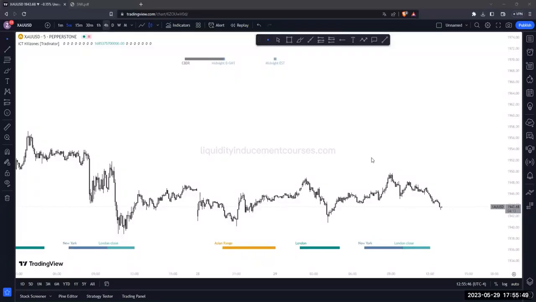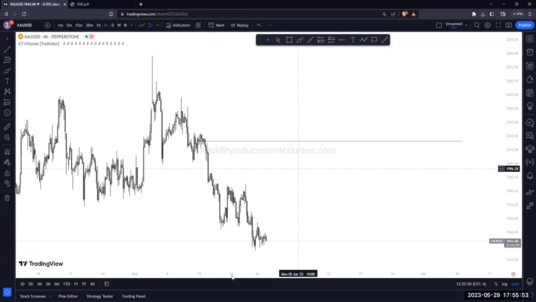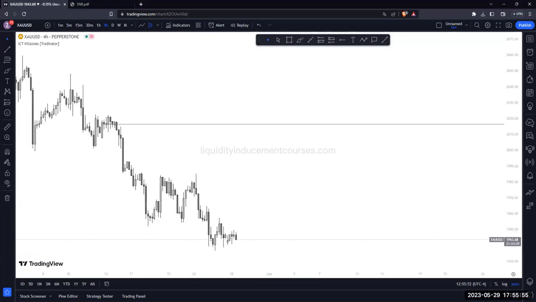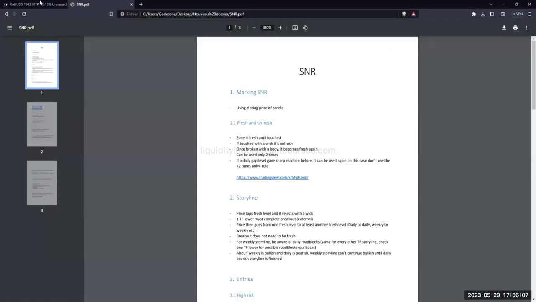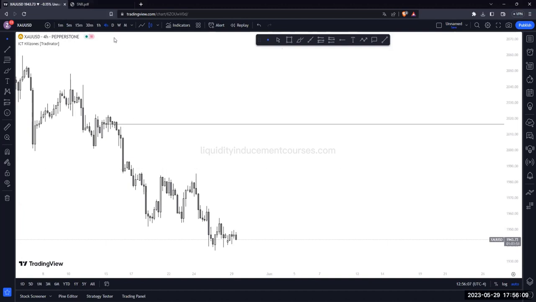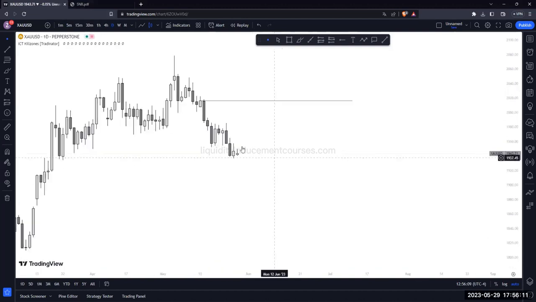Let me just share my screen again. Can you see it, Ghost? Yep, I'm here. Very good. So we were talking about marking a random level on the daily chart.